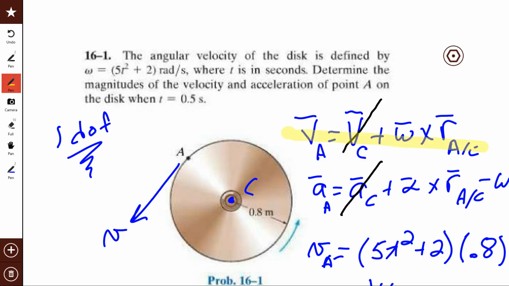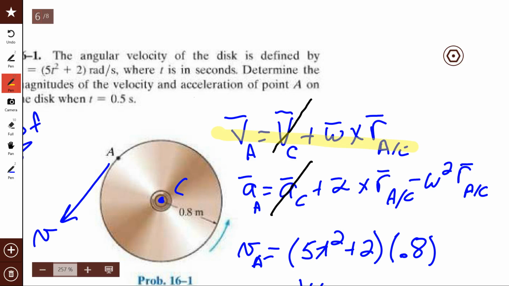How about the acceleration? They asked for the acceleration, so I'm going to write it down. There's the acceleration equation. I'm not sure if your book writes it like this. Does your book write that? I'm asking you whether you read it, right? You're not going to do it.